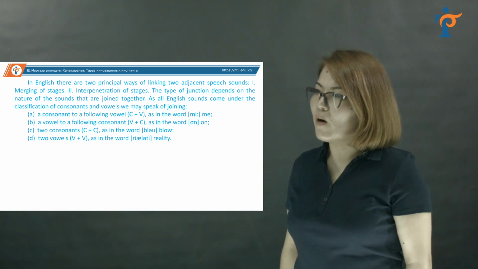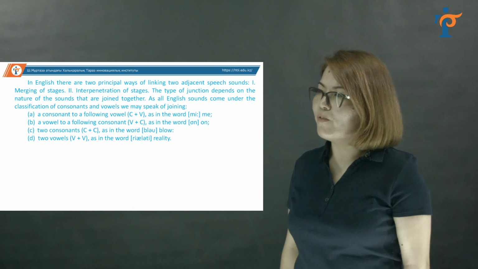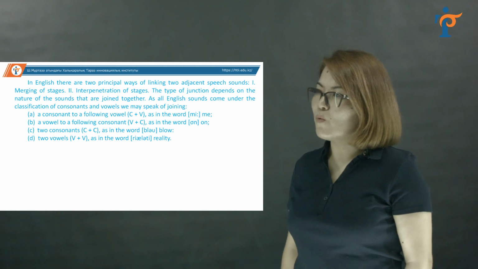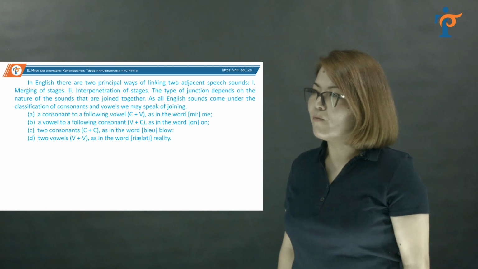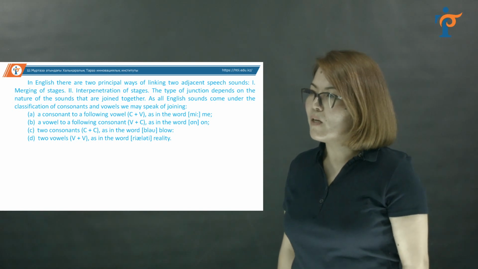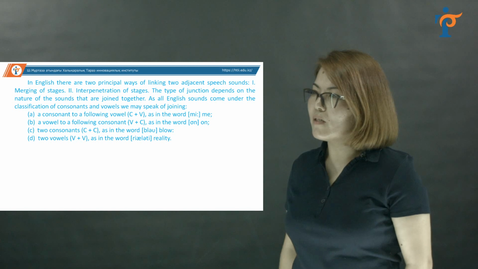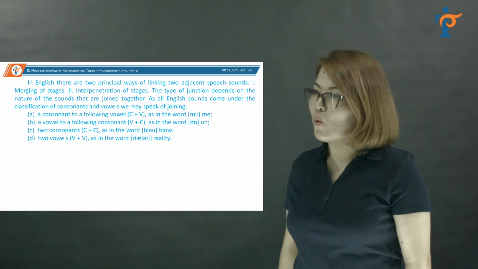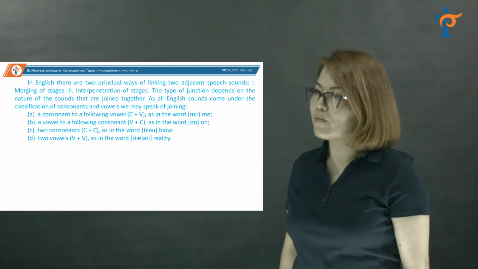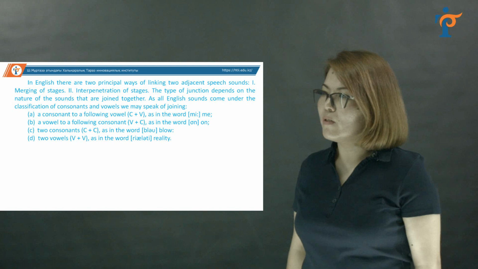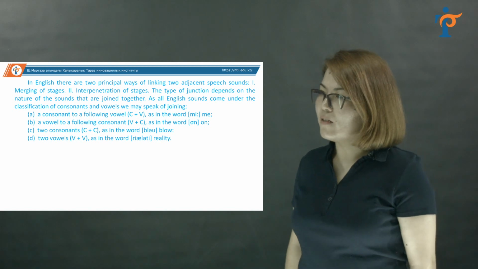The next is a vowel to a following consonant, or V plus C, as in the word on. The first is the vowel, and the following is a consonant. Two consonants, C plus C, as in the word blow. You may see B and L are two consonants. Two vowels, V plus V, as in the word reality, E and A. Two vowels.